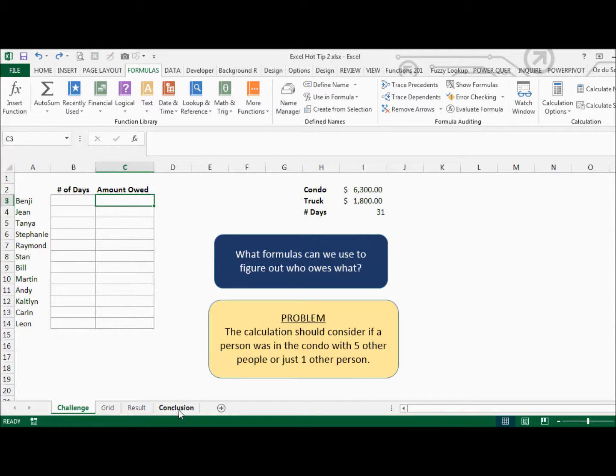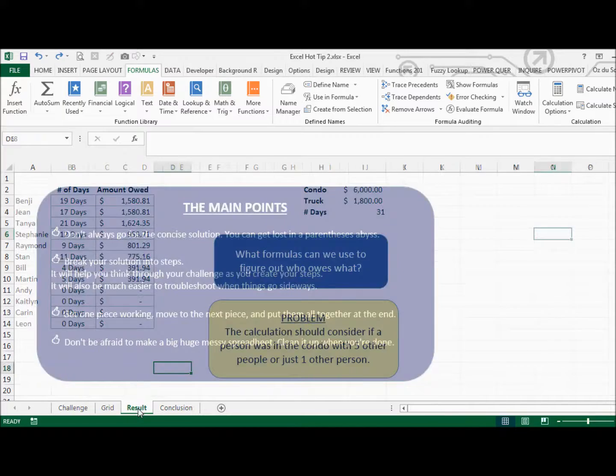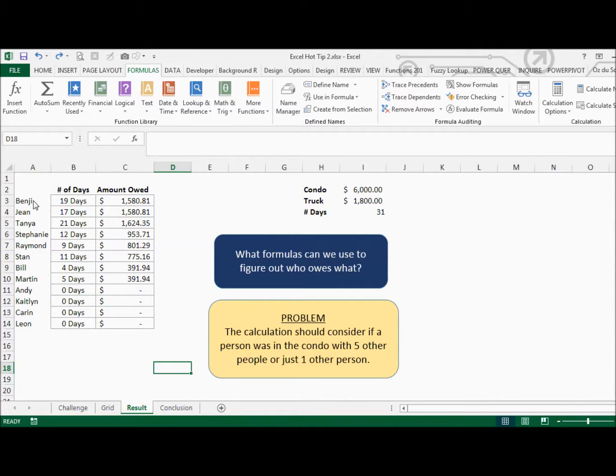Now we can go to our conclusion, our result, and say that Benji, 19 days, owes this amount of money. How do Jean and Benji have the same amount, but Jean was there 2 days less? Benji spent more time in the condo along with other people. Jean would have spent 17 days, but there would have been fewer people with her in there, so they had to divide up a bigger chunk. And Tanya pays more. She was in there more days. So there you go.